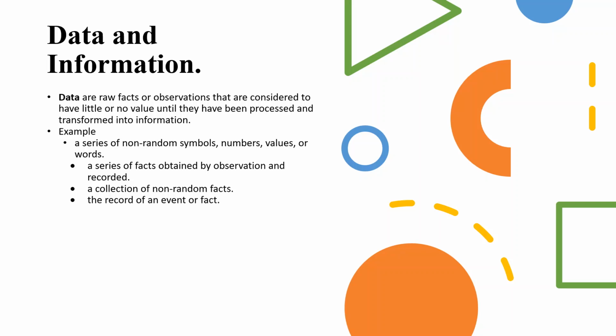So first, data are the raw facts or observations or figures, that which does not have value or meaning but have been presented and cannot be interpreted. So for example, a series of random numbers or symbols or values or words, or a series of facts observed from observation or recording using various recording devices, or a collection of random facts or a record of an event.